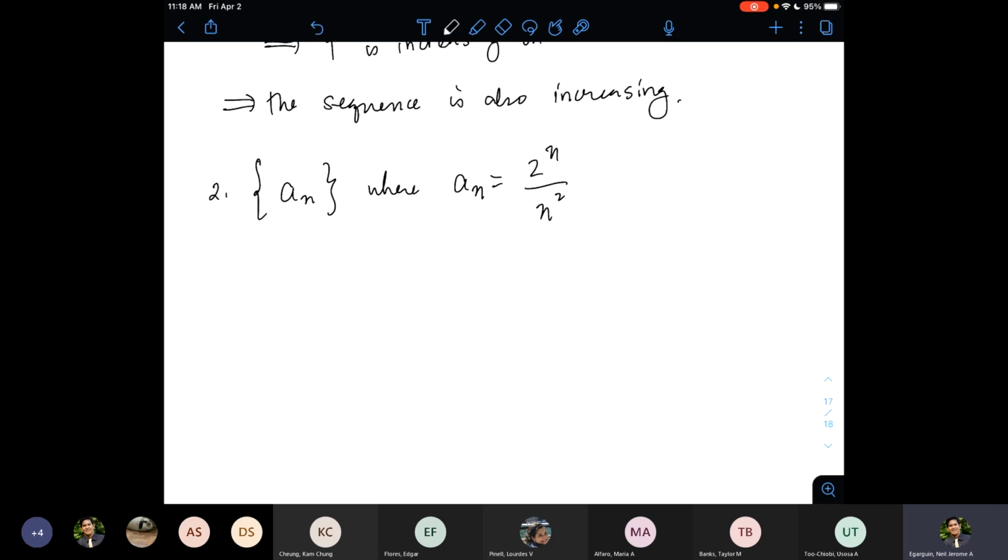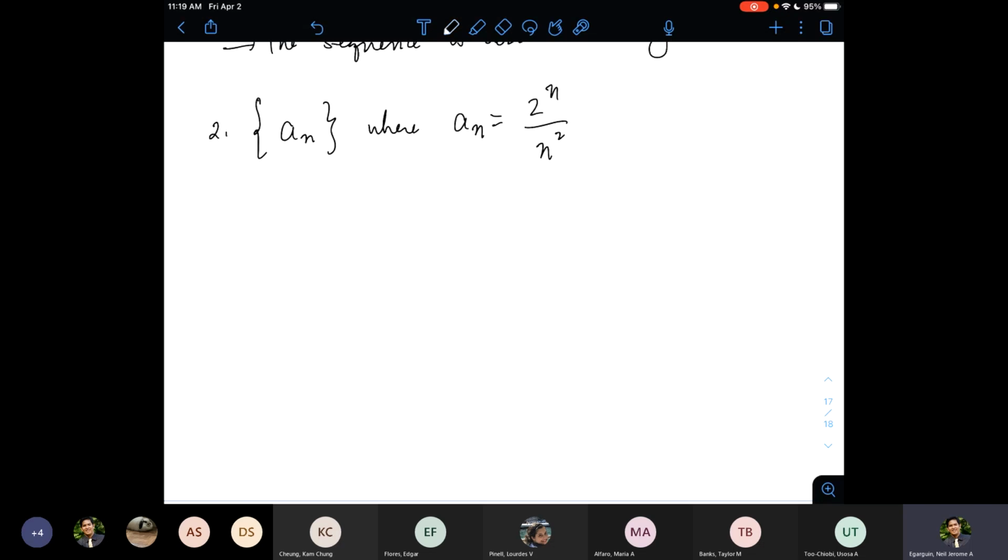So what I can do here, since I see that both numerator and denominator are powers, I will try looking at the ratio of a_(n+1) and a_n and see if that is greater than 1 or less than 1. So what I'm trying to say here is, okay, I'll take a look at a_(n+1) all over a_n, right? So a sub n plus 1 is simply replacing all n's I see in a_n by n plus 1. So every n here will be replaced by n plus 1.